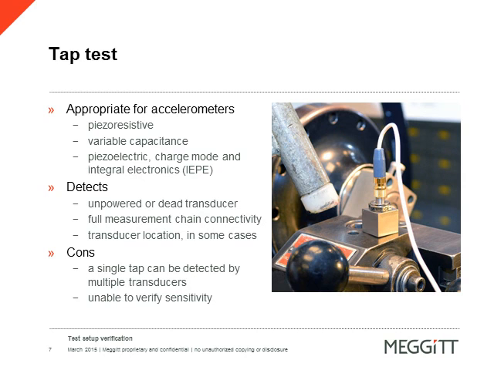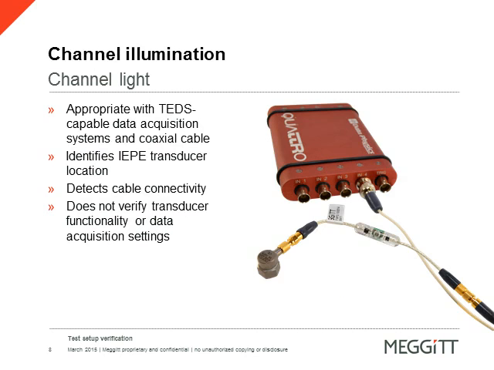Here's a test method that addresses some of these challenges, which is called channel illumination. In this case, it is a visual test method for a mounted transducer's location. Channel illumination is a new validation method based on Meggitt's patent-pending channel light that solves some of the problems of tap test. It is designed to enable a single test technician the ability to verify the location of an individual accelerometer in a multi-channel vibration test without leaving the control room.